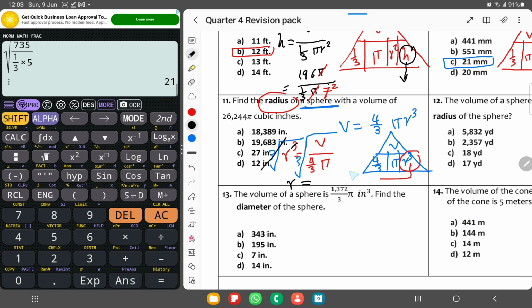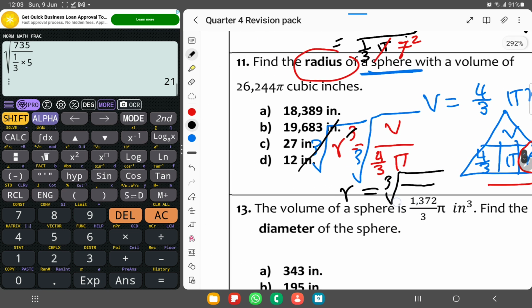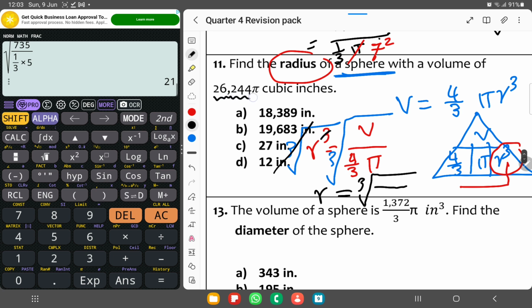So the radius is equal to the cubic root of the volume. What is the volume? 26244 pi. 26244 pi over 4 over 3 pi. So together, cubic root of 26244 pi over 4 over 3 times pi, which is 27 inches.